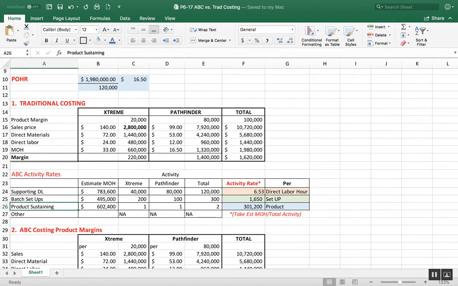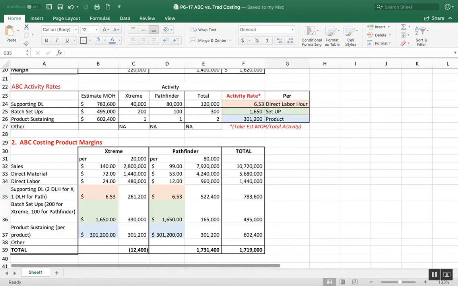Product sustaining basically means that's the whole entire factory. That's everything I need to manufacture hiking boots. In this case, it was simply the estimated manufacturing overhead of 602,400 divided by 2, because I have one product called Extreme Hiking Boots, one product called Pathfinder Boots, 1 plus 1 makes 2, and you take that 602,400, divide that by 2, there it is per product.